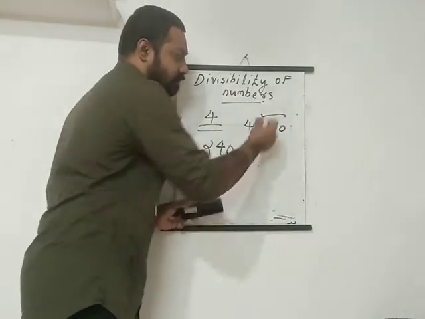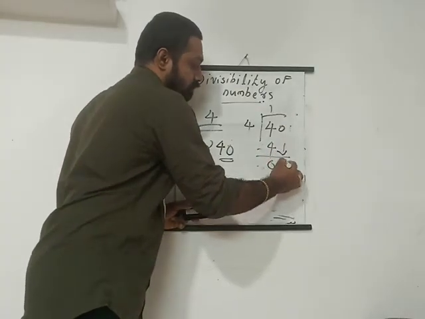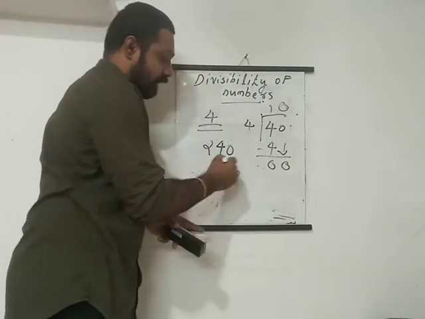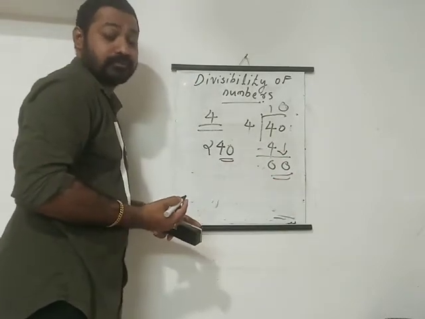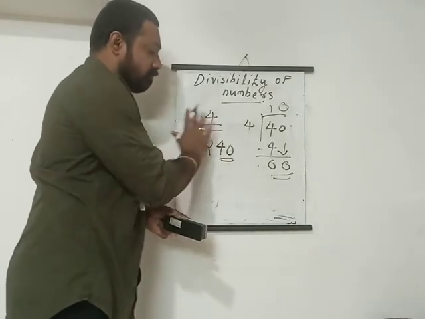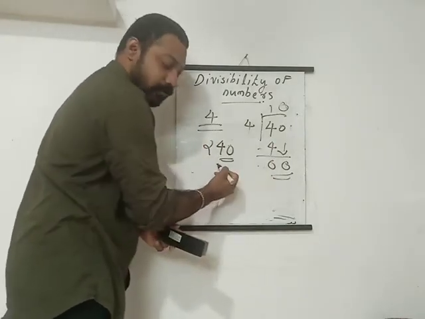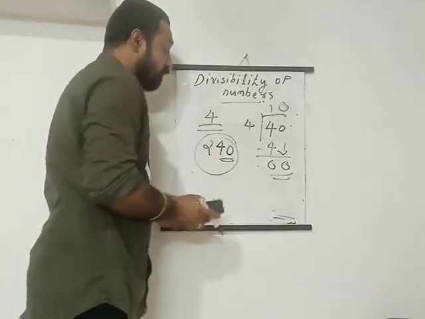40 you can divide. 1 4 is 4, then a 0 will come. That means you will get 10. The answer is 10, and the remainder is 0. That means 240 is divisible by 4. Understand? If 40 is divisible by 4, that means this whole number is divisible by 4. That is the divisibility of 4.